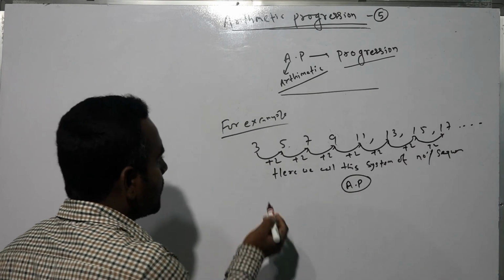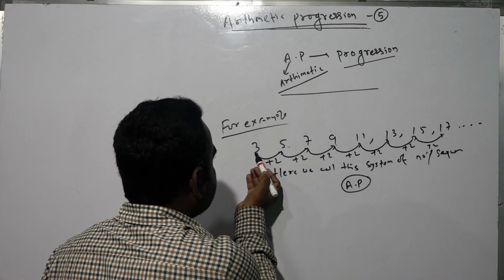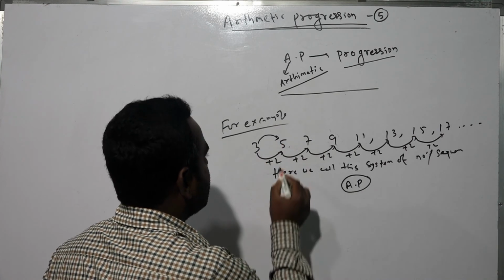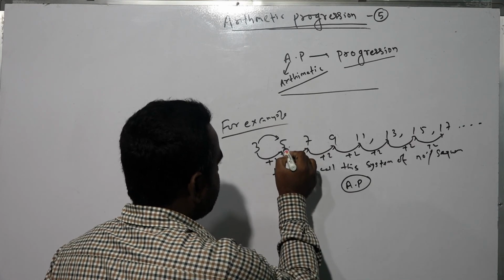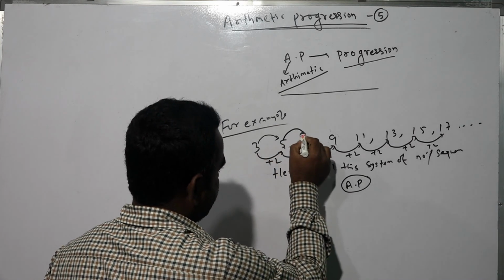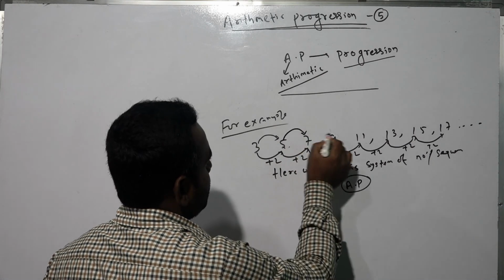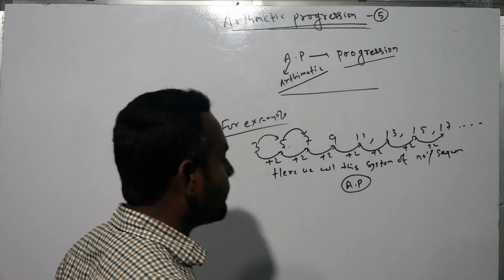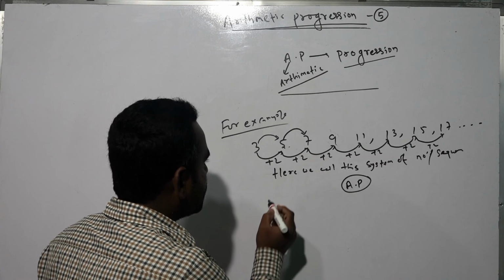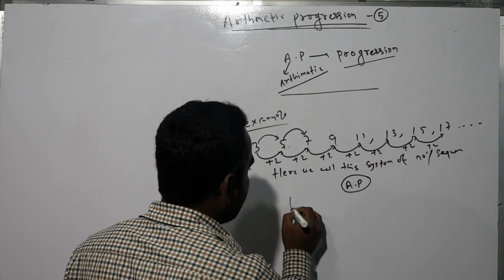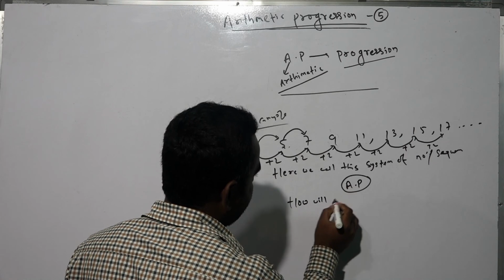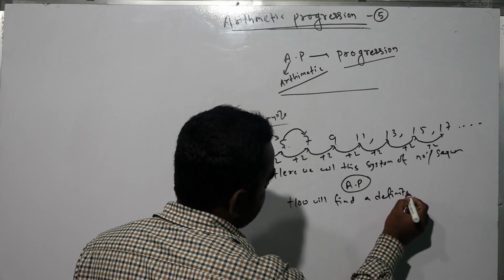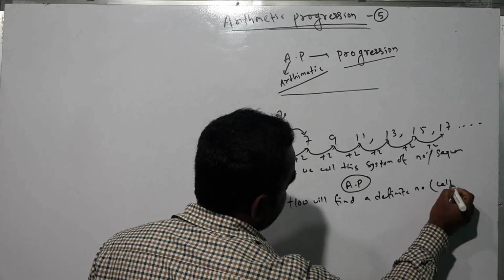See, when I add 3 plus 2, I find 5, the second number, and when I add 2 to 5, we find the third number, then the fourth number, by adding a definite number, 2. This definite number is called the common difference.